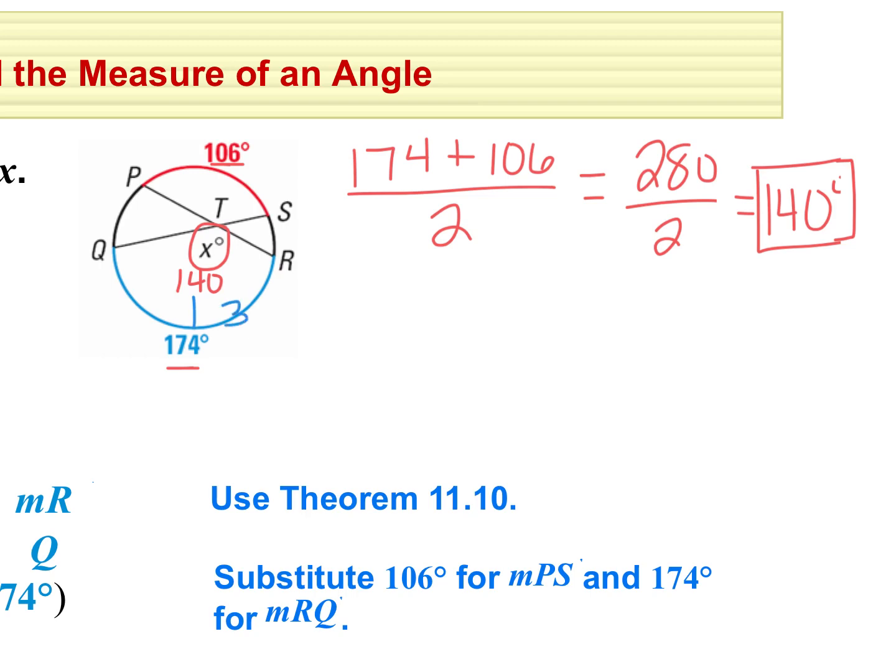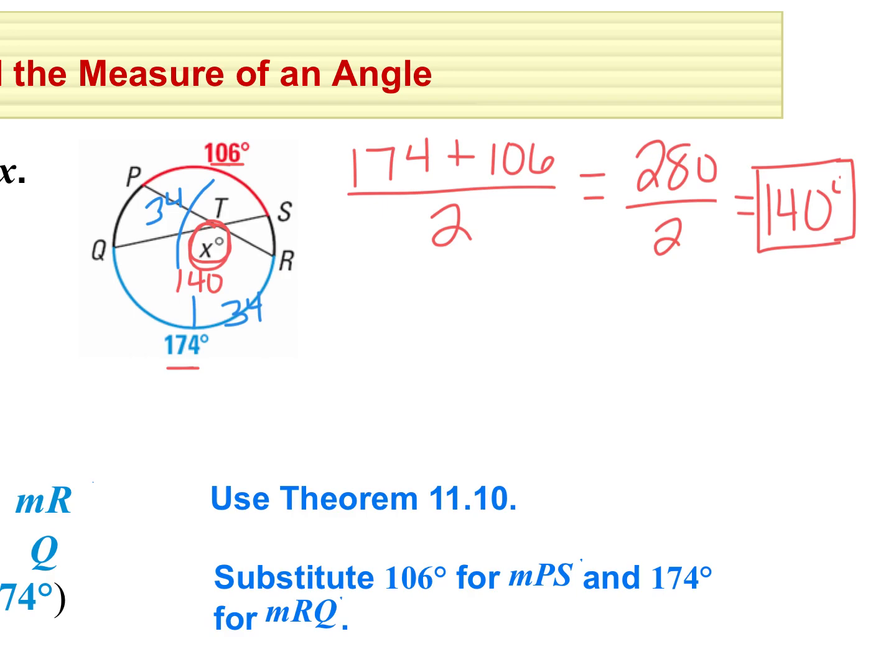Another thing I want you to realize: what's the difference between 174 and 140? 34. And then what should be the difference between these two? 34 also. So you can use those two methods to help you figure that out. We'll do more examples, but if that angle's in the center, it's the average between the two.